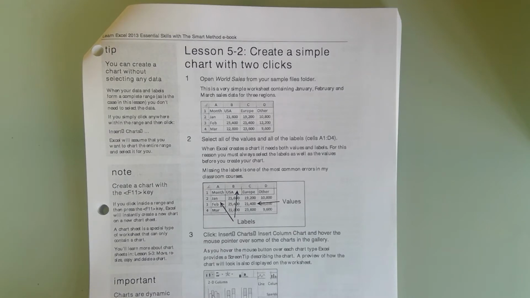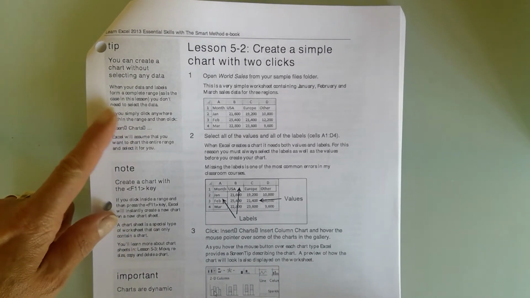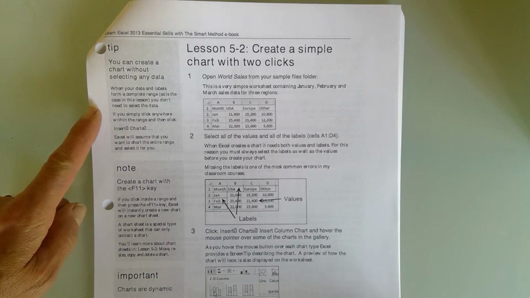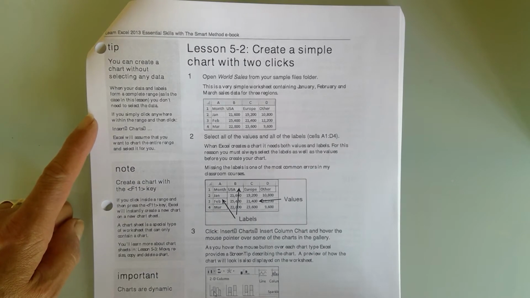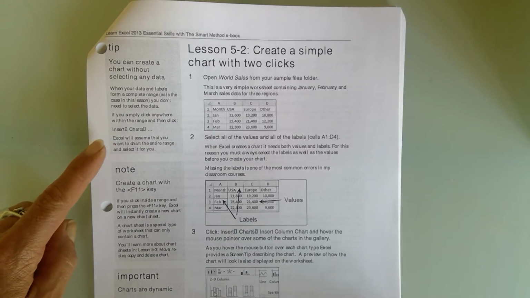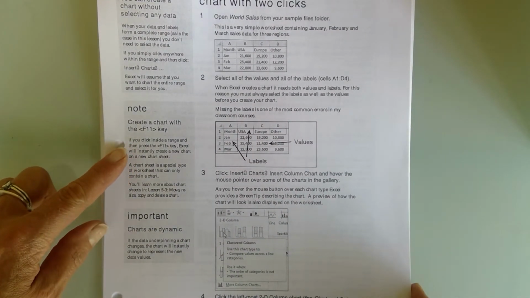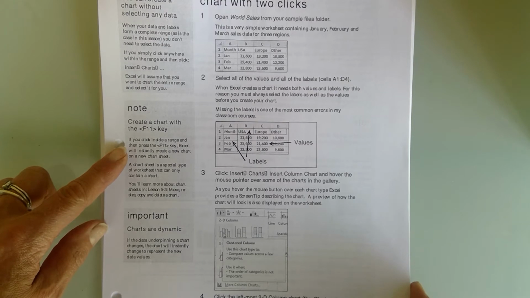Creating charts in Excel is extremely simple. You can basically do it with 2 clicks. A couple of things that I want to note for you. The first is a tip that's right here on the left-hand side in the sidebar. You don't have to select all the data that you want to create the chart with. You can just click anywhere within the range, then click Insert and Chart, and it will assume that you want to use that information. There's also a shortcut key. One of the shortcut keys you can use is the F11 key. This will very quickly make a chart for you.